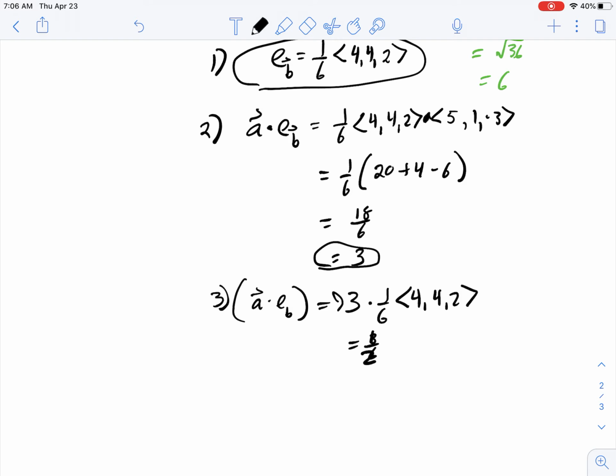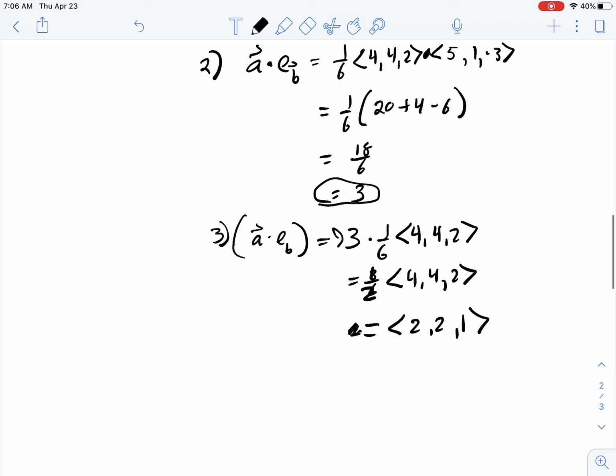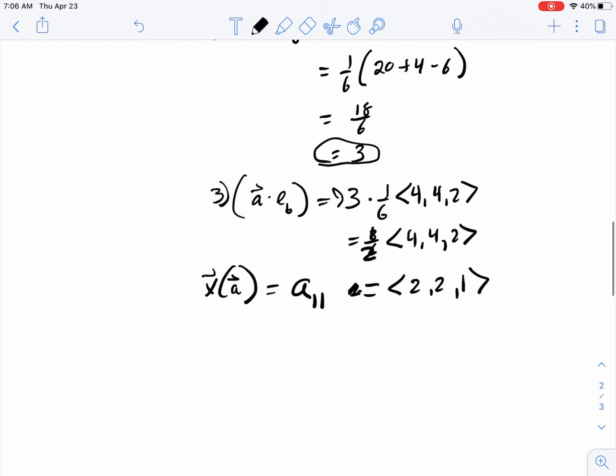So what's this going to equal? 3 over 6 is 1/2 times 4, 4, 2. That would mean then I have 2, 2, 1. Now what is that? Well, I have found my A parallel, or my x component of A onto B.